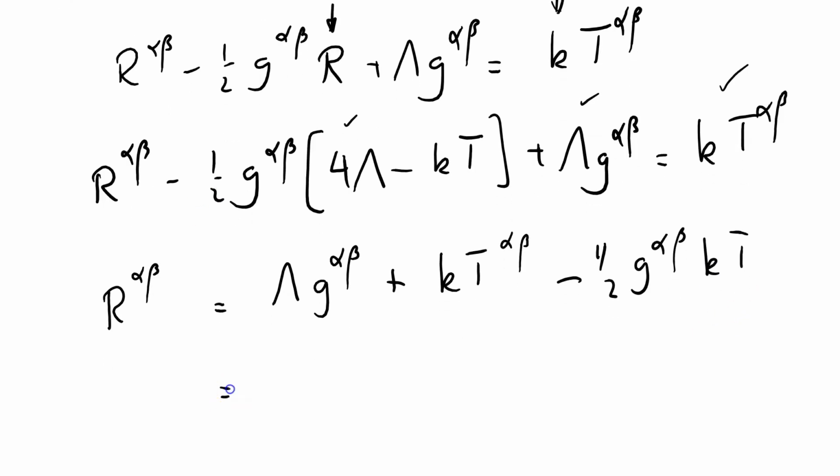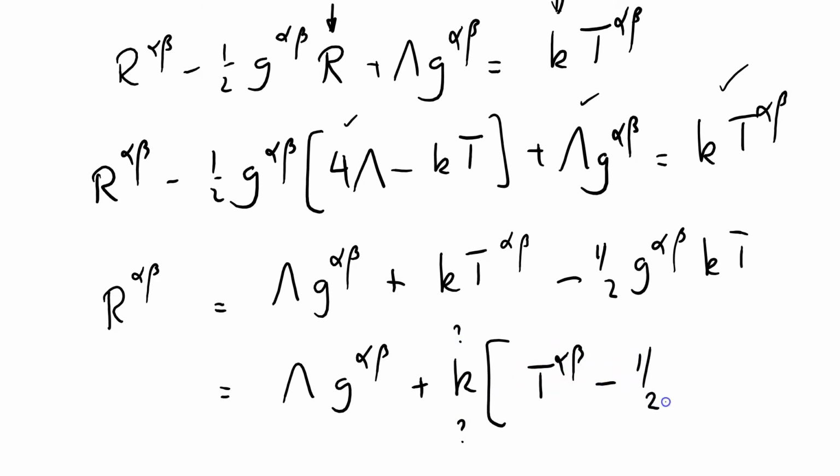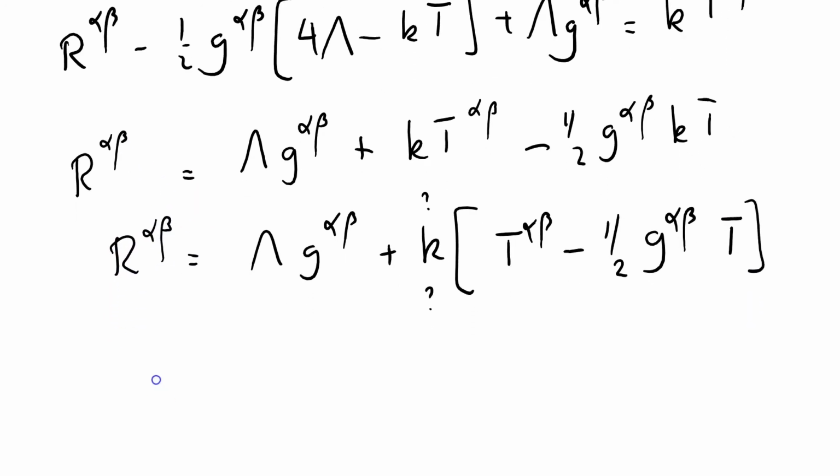And of course I'm just going to factorise that. Cosmological constant g alpha beta plus k, and I still don't know the value of k, times T alpha beta minus a half g alpha beta times the stress energy scalar T. And that is equal to the Ricci tensor R alpha beta.